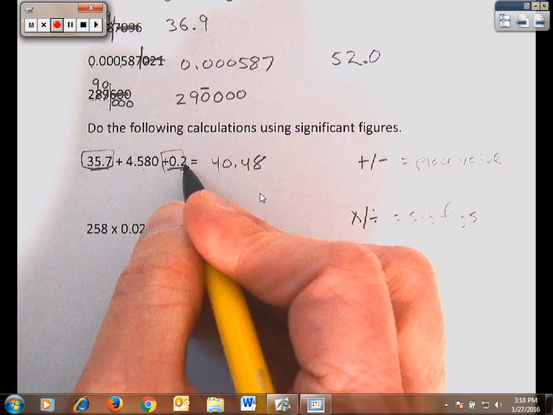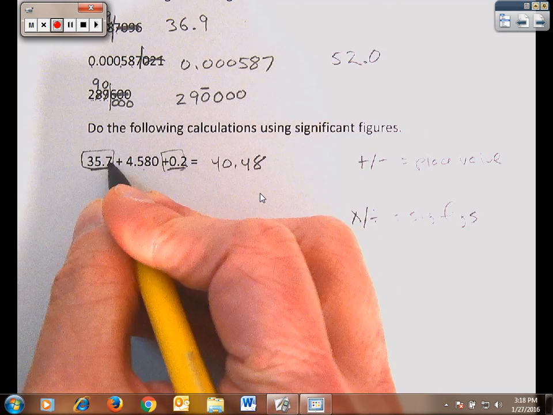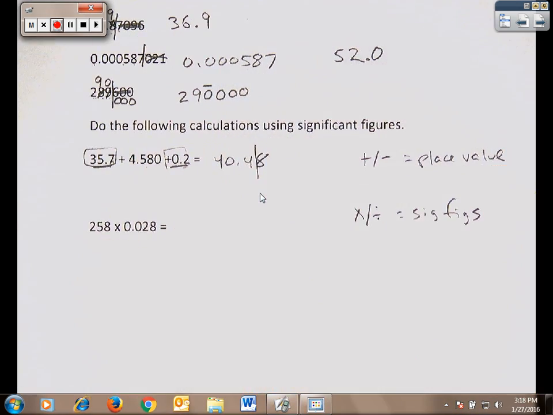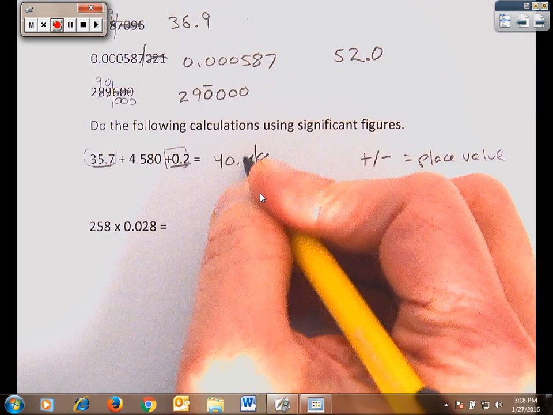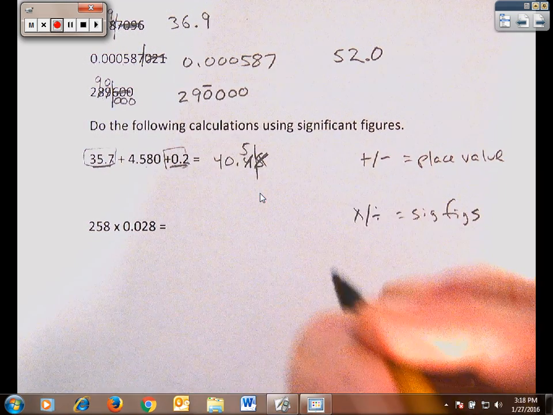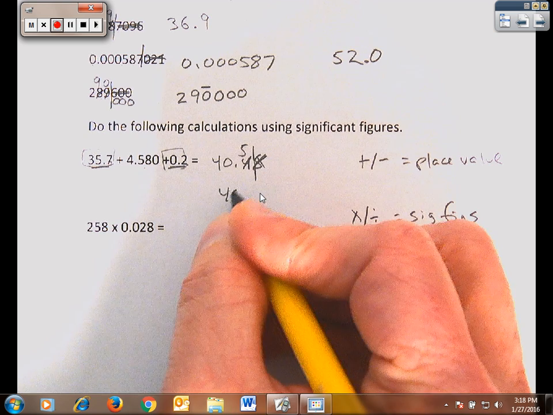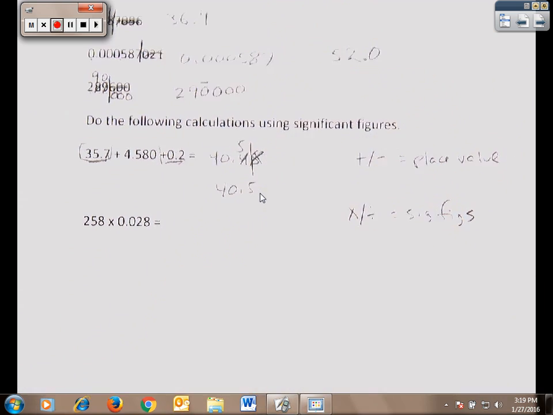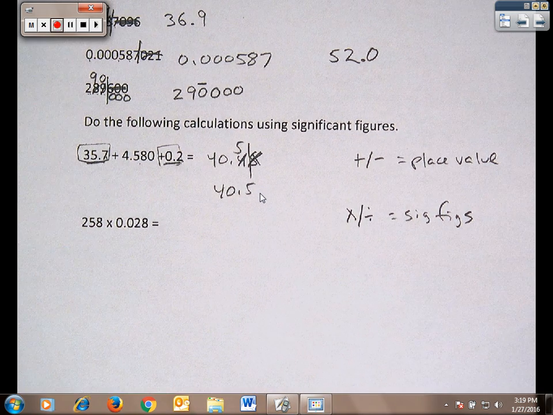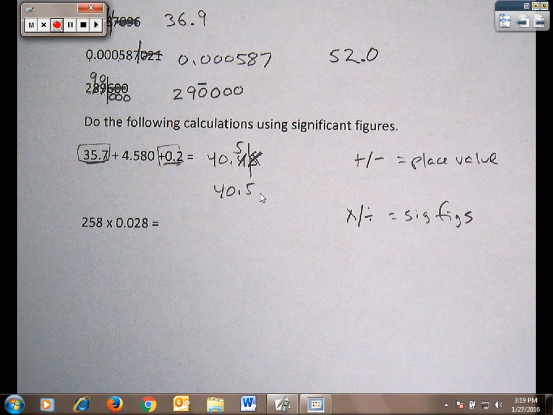Again, we're limited to 1 number after the decimal point, so we cut off after that 4. 8 rounds this up. 8 gets dropped. 40.5 is how we would record that answer. Again, recognizing that we don't really know that 8 for sure.